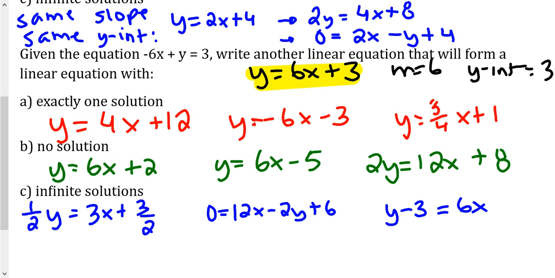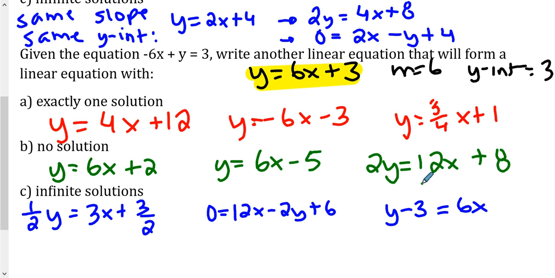For B, no solution. Again, you're looking for the same slope. So in all of these, including that last example, these all have the same slope. This one technically has a slope of 6, if I was to reduce everything by 2, right? As long as they have a different y-intercept, as long as our y-intercept never equals +3, then we're good to go with no solution.